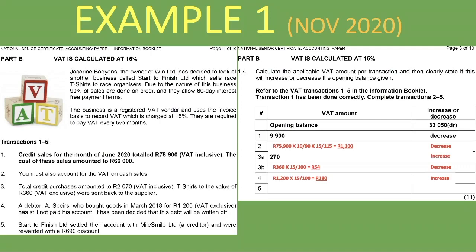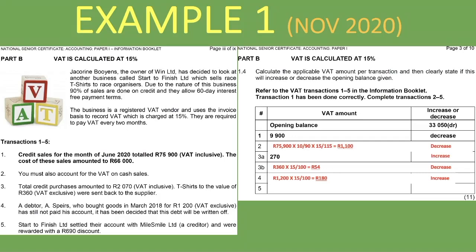Now, whenever you are rewarded with a discount, or whenever you are given a discount, there is an income. All right, and if it's an income, we have VAT output, because we are gaining this 690 Rand as an income, although we are not receiving the money per se, because this 690 won't be paid by us anymore, since it's a discount we're given. That means we owe the revenue authority for this 690 Rand. So it's going to be VAT output. Okay, so that means obviously it's going to decrease our VAT input or our opening balance.